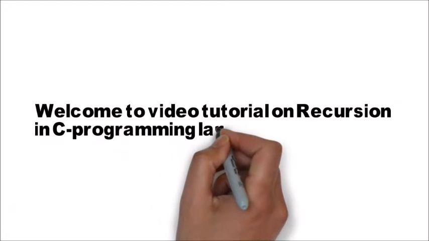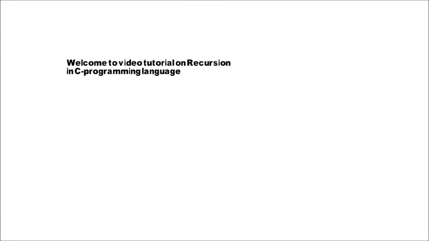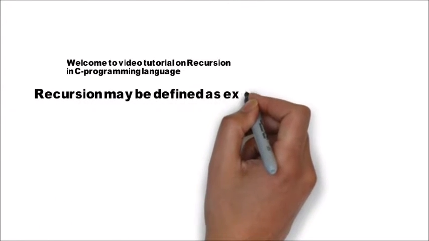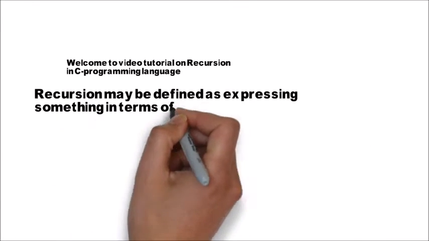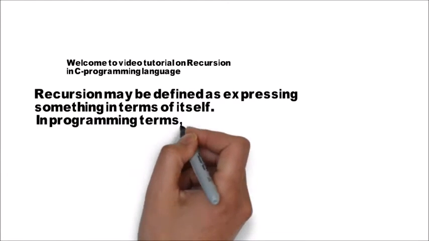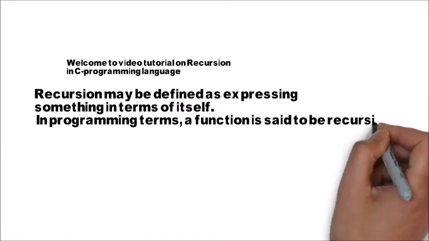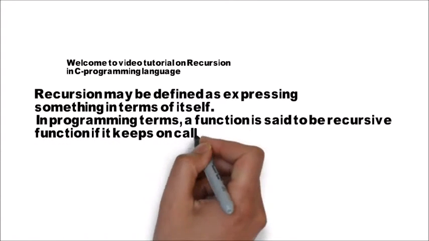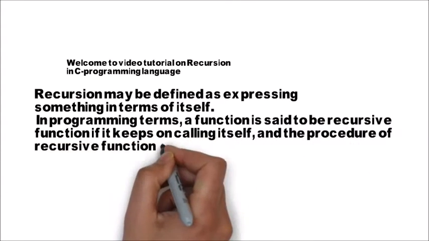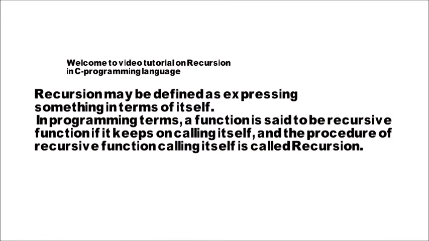In this tutorial, I'll be talking about the concept of recursion, its implementation, and some C programs using recursive technique. In general, something expressed or defined in terms of itself is called recursion. In programming terms, a function calling itself is called a recursive function, and the procedure of a function calling itself is called recursion. A function is said to be a recursive function if one of its statements in the function is the function itself. Let's see an example here.